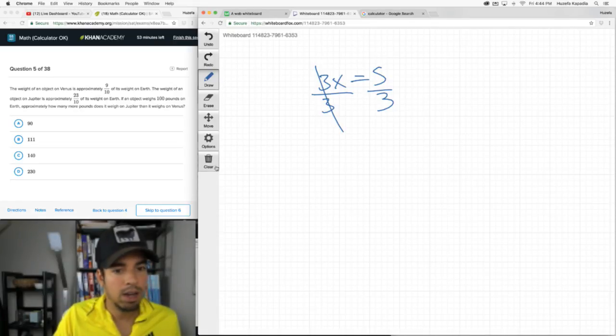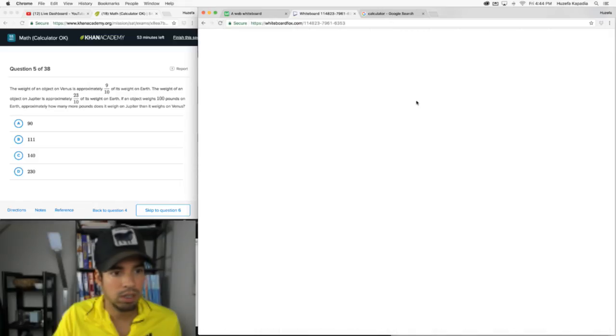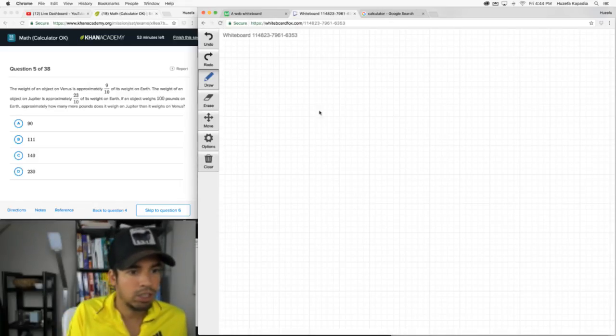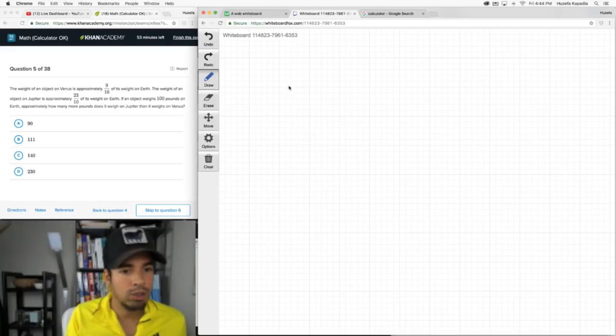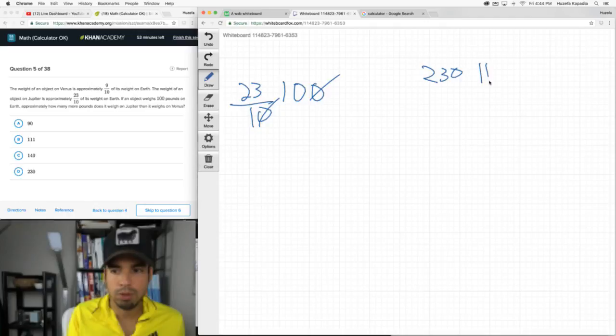The weight of an object on Venus is approximately 9/10 its weight on Earth, so pretty close. And the weight of an object on Jupiter is 23/10 of its weight on Earth. If an object weighs 100 pounds on Earth, approximately how many more pounds does it weigh on Jupiter than it weighs on Venus? So what does it weigh on Jupiter? We do this multiplication, and that's 230 pounds on Jupiter.